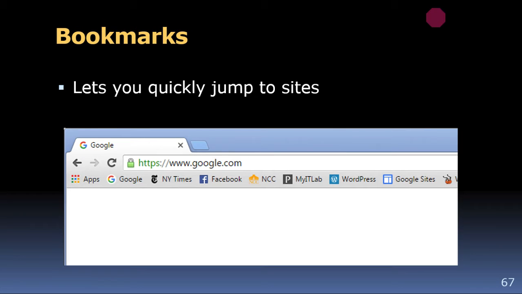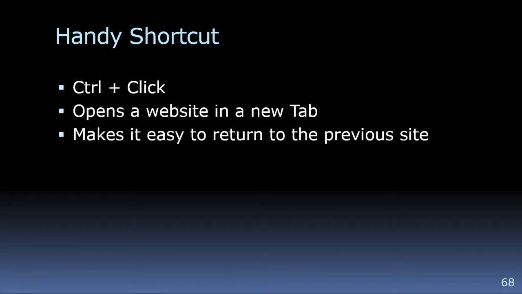And the bookmarks, if you want to jump to a particular site that you go to every day, for example, the Norwalk Community College site, you have to go there pretty much every day or every other day. Make a little bookmark and make it easier for you so you don't have to type in the address. You can just jump there really quickly. A handy shortcut is, instead of opening up a tab, you can hold down the Control key and then click the site. That will open up a new tab for this other website, and then you can easily return back to the original site.